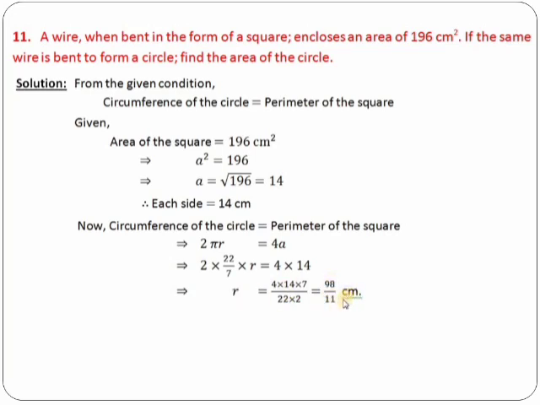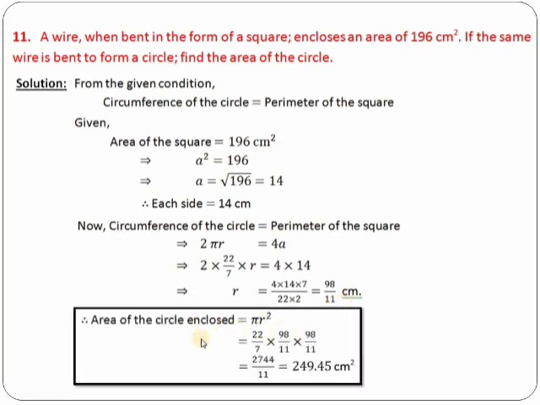Is that clear? If this is so, then the area of the circle formed will be pi r square. Now you know the radius, so pi r square gives you the area. Pi is 22 by 7, r is 98 by 11, so r square becomes 98 by 11 into 98 by 11. When you simplify this, your answer turns out to be 249.45 centimeters square. So this will be the area of the circle enclosed. You may pause the video and note down your solution.